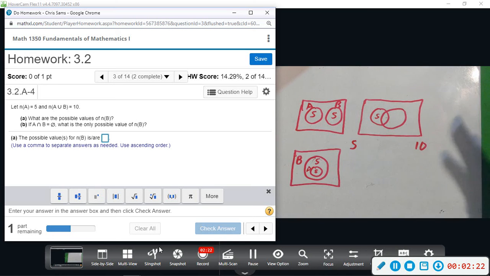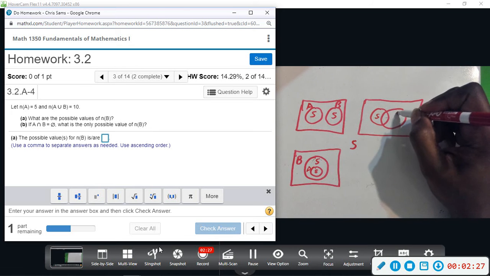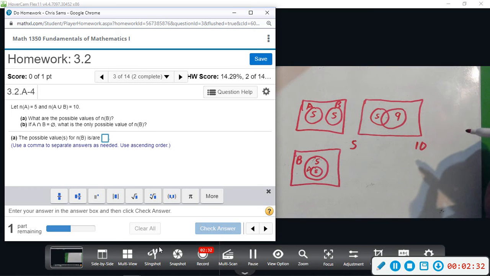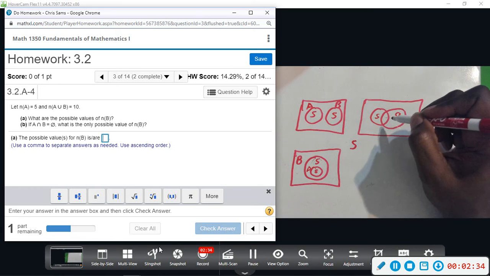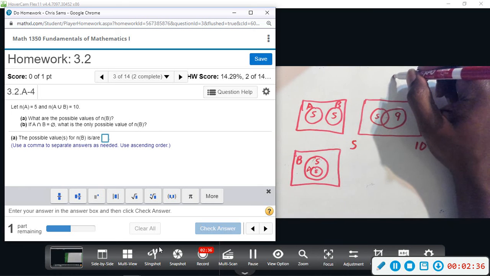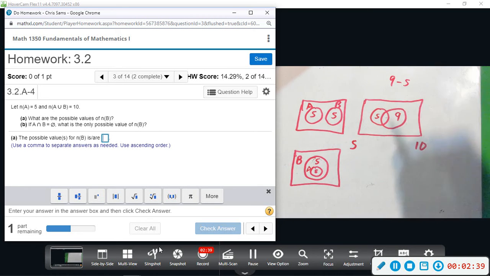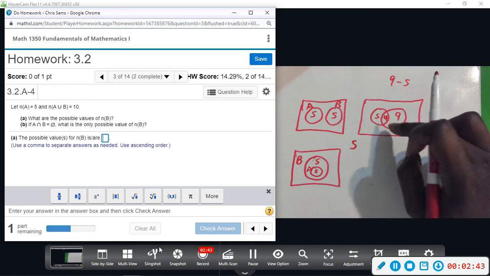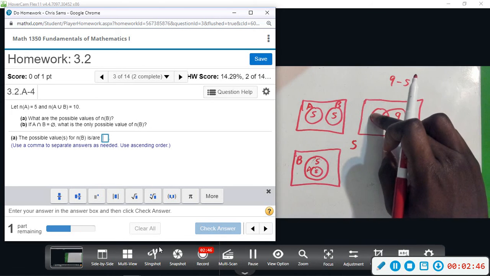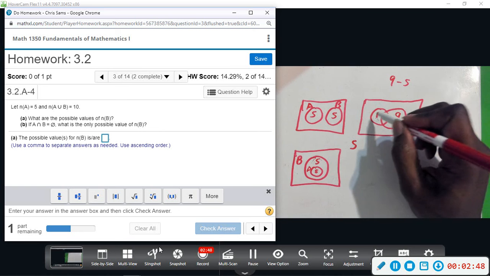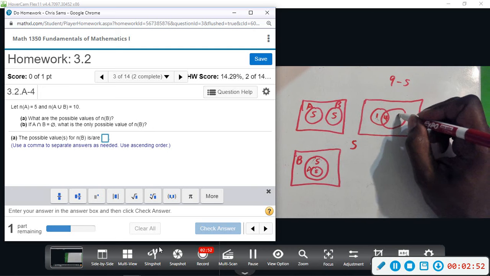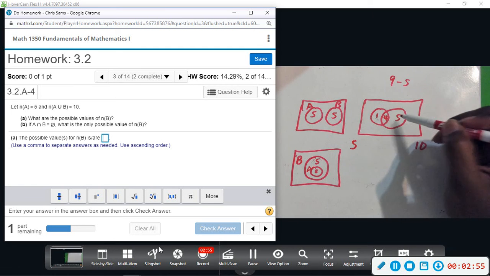Okay, so let's say that B had 9 elements in it. We know the total has to be 10. That would mean, if you subtract these two numbers, 9 minus 5, that would give you 4 that they shared. So another way to write that is you would write 4, 1. So we would take 4 from there, and that would give us 1. So 1 plus 4 is 5. And then we would take 4 from that. That would give us 5. So then if we added 1, 4, 5, that would give us 10.